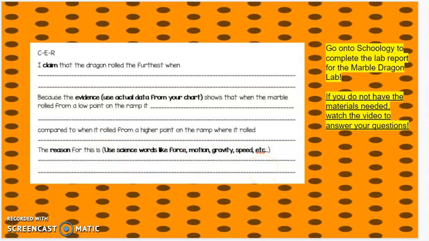Now, don't feel rushed like you have to get all of this done today. Remember, this is a 2-day lab, so you get 2 days to complete this. If you have any questions, please contact your teacher.